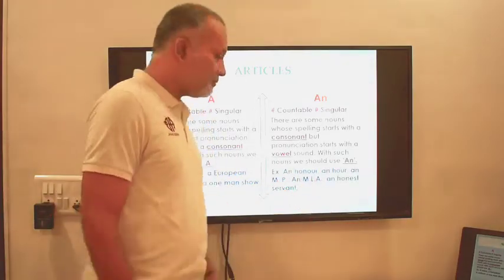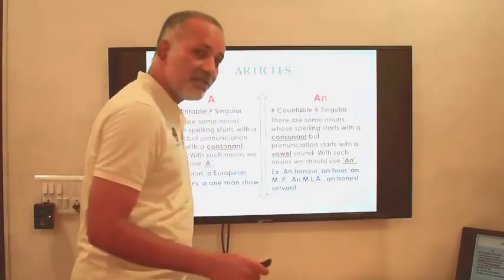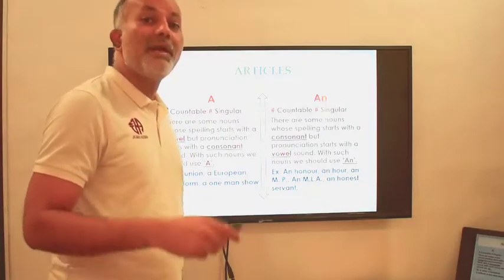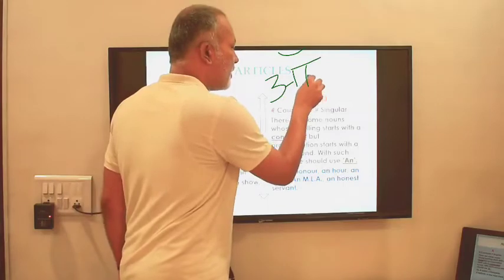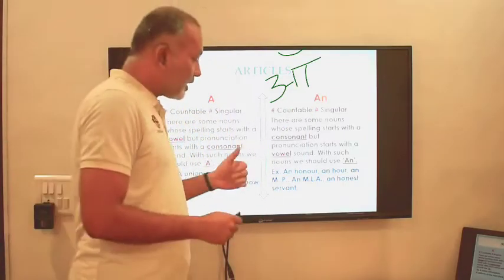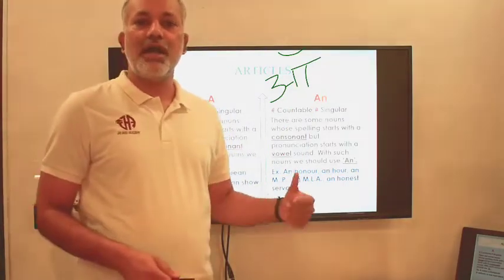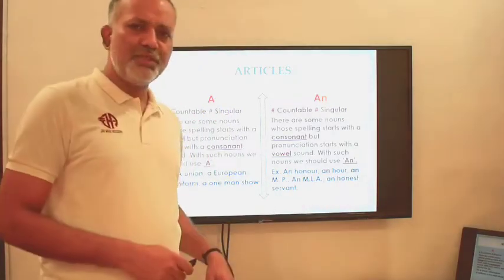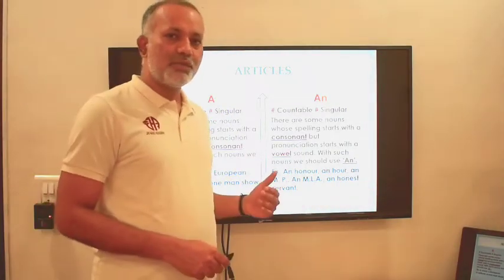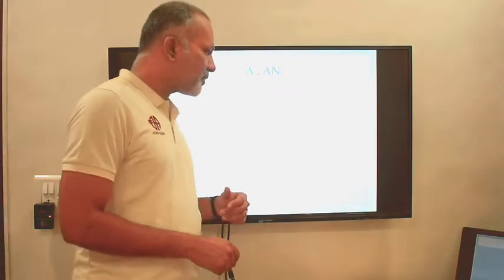An honor. You see, in honor, the spelling starts with a consonant, but pronunciation starts with O. और an से इसका pronunciation शुरू होता है. तो with such nouns we use an. Same is the case of hour. We'll come back to this slide after studying what I mean to say.